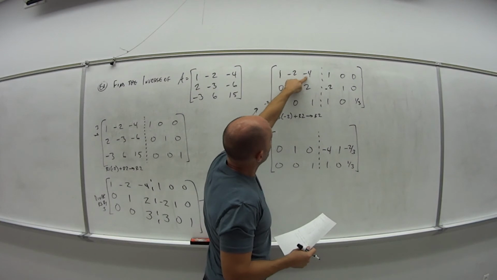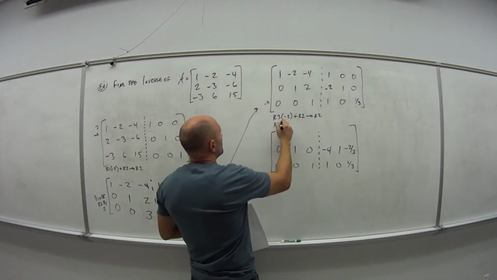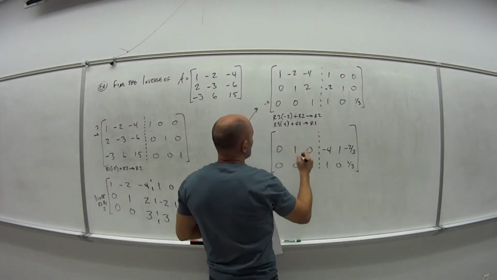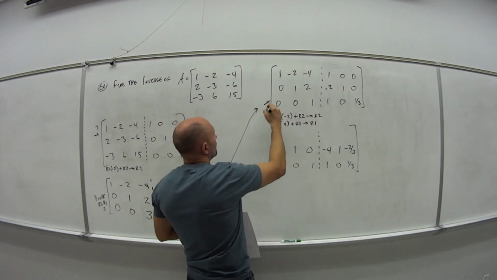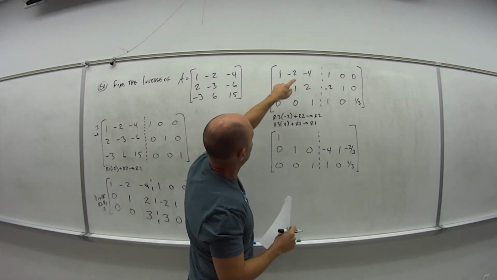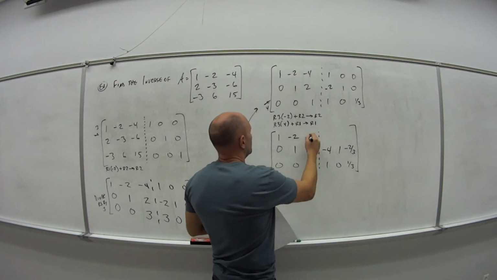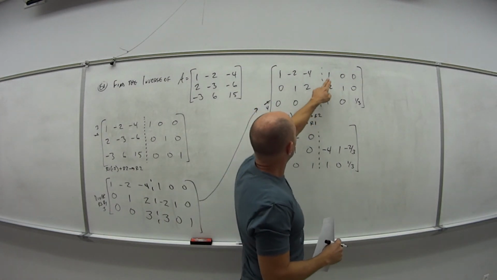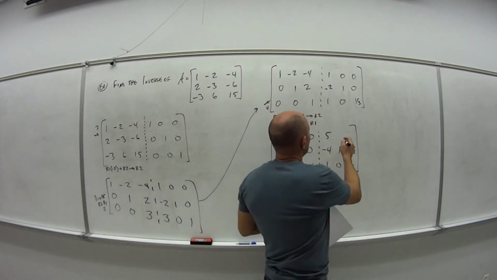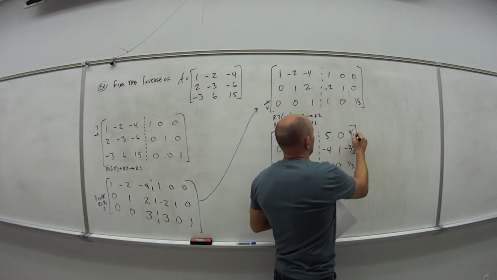Now I want to get a 0 up here over this one, which means I need to multiply by a +4. So row 3 times 4 plus row 1 gives me a new row 1. So multiply that by 4. 0 plus 1, 1. 0 plus -2, -2. 4 minus 4, 0. 4 plus 1, 5. 0 plus 0, 0. 4/3 plus 0, 4/3.